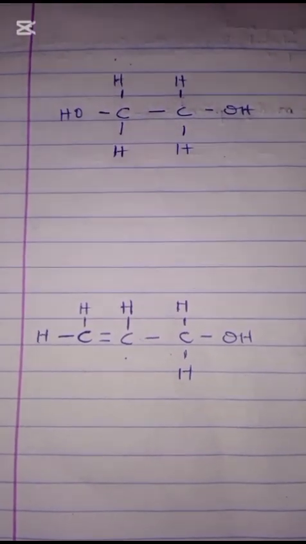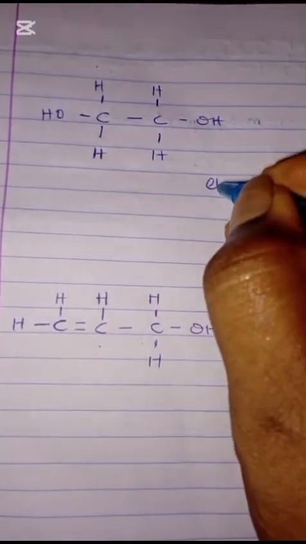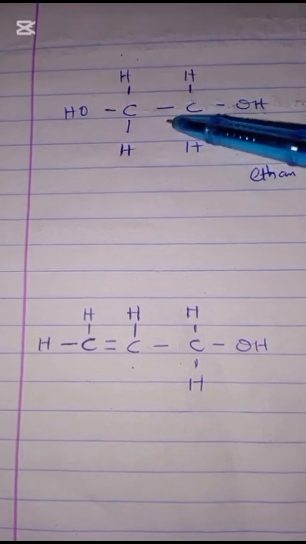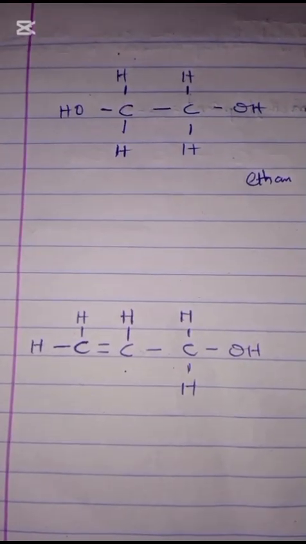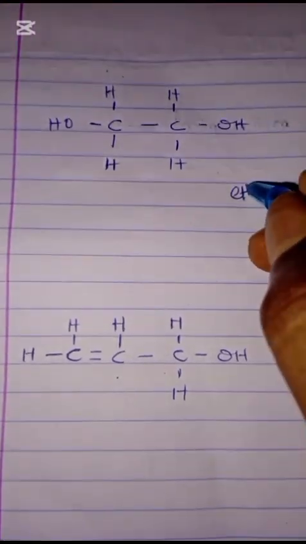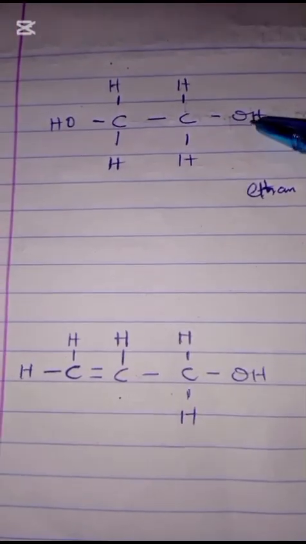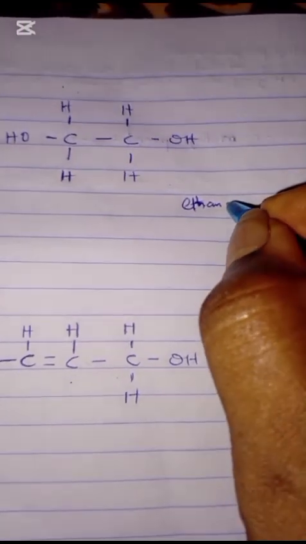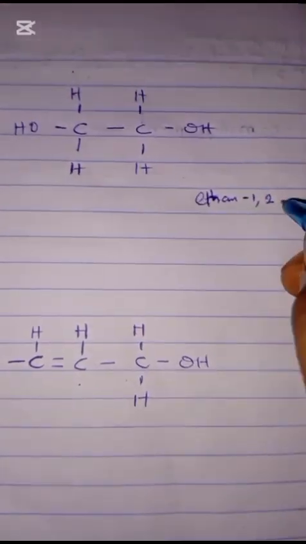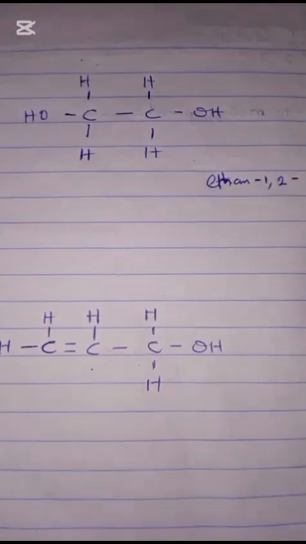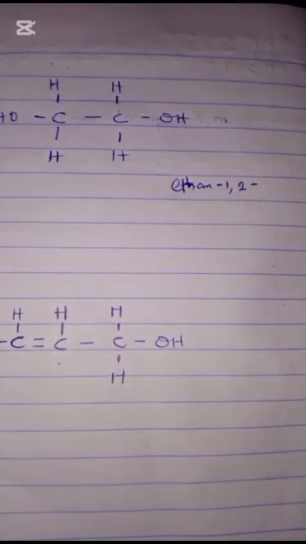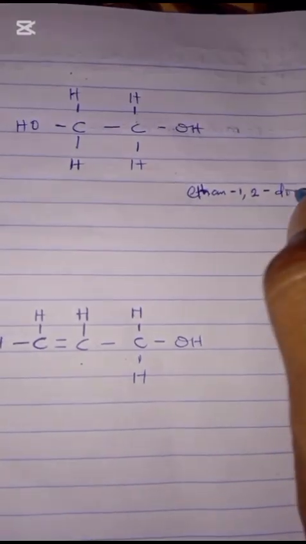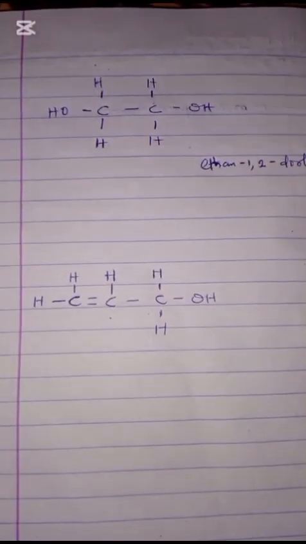Which means that the parent name is eth. Or better still, you can call it ethane because the bond between the two carbon atoms is a single bond. Now, one hydroxyl group is found on carbon 1, while the other one is found on carbon 2. So that makes it ethane 1,2. Since we have two hydroxyl groups, that becomes di. Then you end it with the suffix for alcohol, which is ol. That will be diol. So we have ethane-1,2-diol. Are you with me?